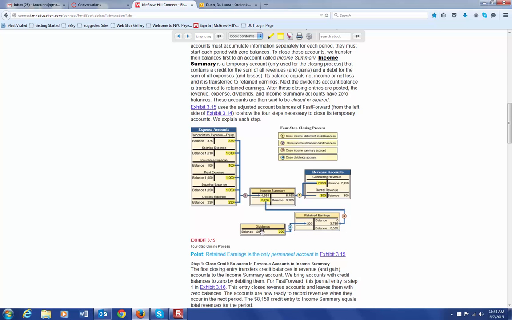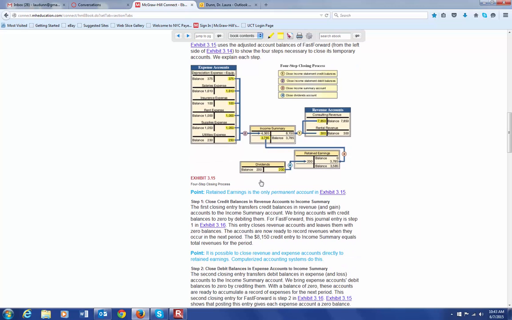$3,785. The only other account that gets closed into retained earnings is dividends. The dividend account had a $200 debit balance, so we're going to credit it. So we credit dividends and we debit retained earnings. So this would now be our new balance for retained earnings. Retained earnings is the only permanent account in this whole situation. Every other account is going to be zeroed out and start fresh in the next accounting period. This is your permanent account.